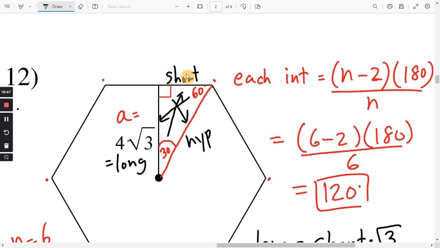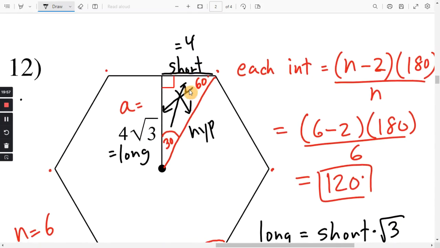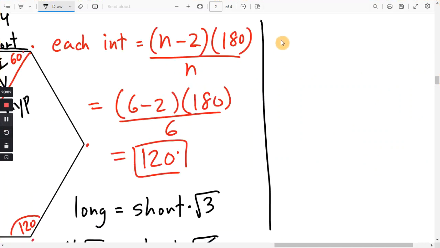All right, so this right here is just 4, and this is half of the side, right? We want the whole side, so we just multiply the 4 times 2. All right, so each side is just going to be 4 times 2, which of course is 8.